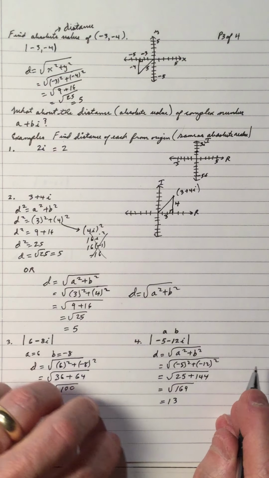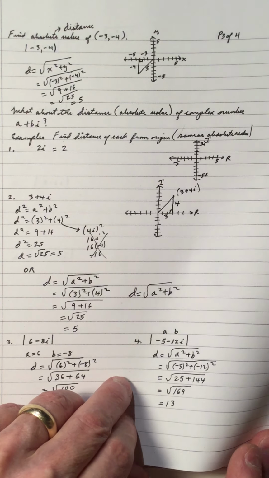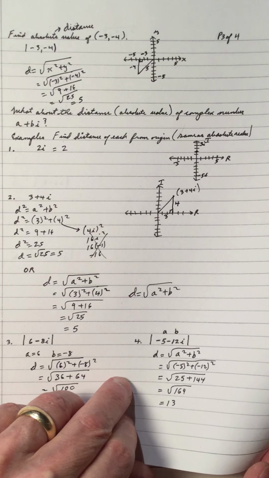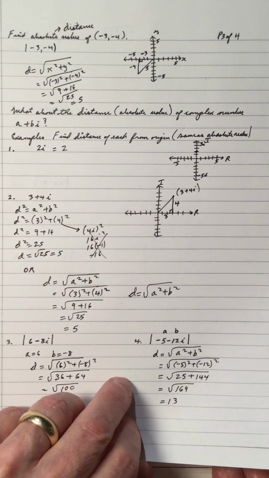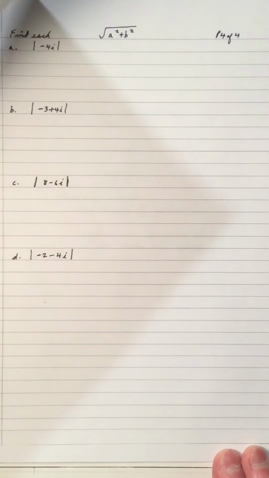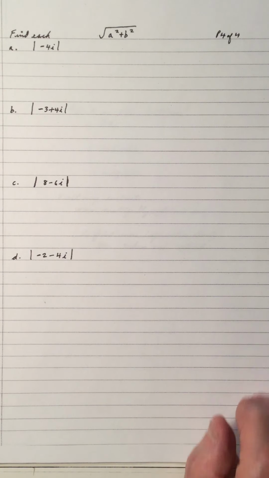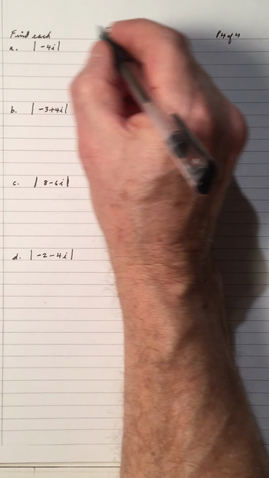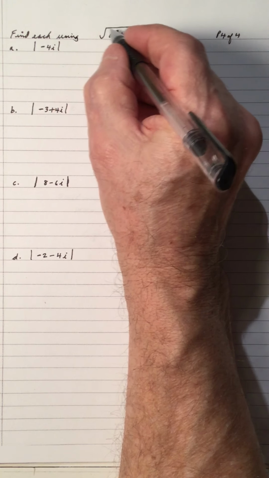Again, repeat. The absolute value is the distance from 0 on a number line, or from the origin (0, 0) on a graph. And in imaginary numbers, it's the square root of a squared plus b squared. So find each. And I'm going to say using this.